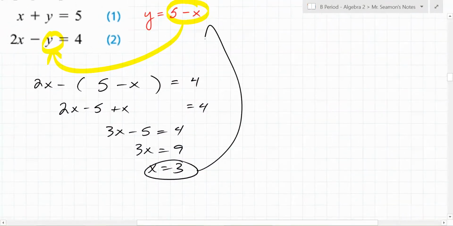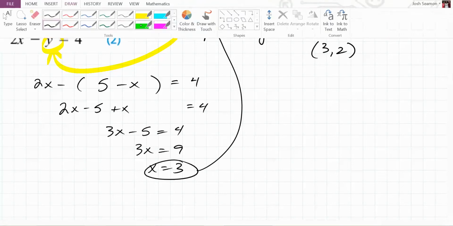Yeah, you need to take this, plug it in there, you get y is equal to 5 minus 3, which is 2. So what do you got there? So the point would be 3, 2. Does that make sense on that one?